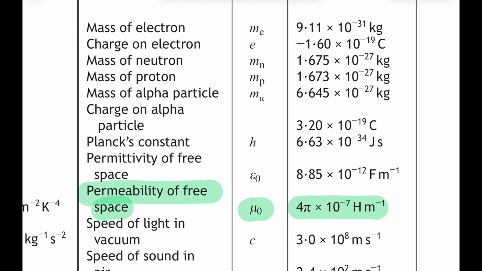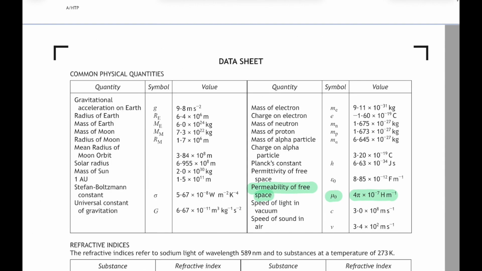In fact, it's the only constant on the data sheet that's given as a multiple of pi, and it's pretty tricky to put into your calculator. You've actually got to put it in as 4 pi times 1 times 10 to the minus 7. But you might not even have to do that, but we'll see that when we go through these two questions.